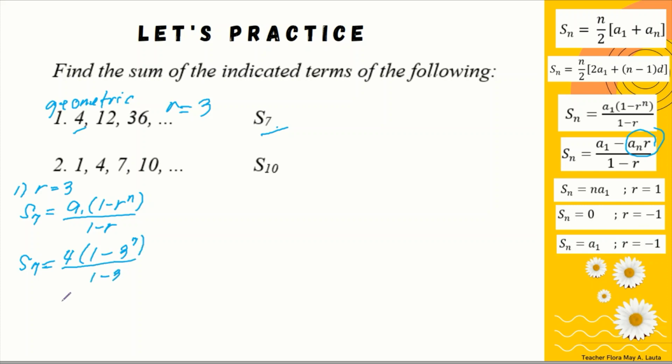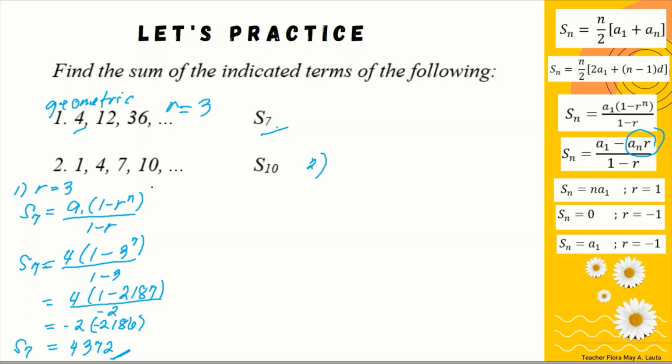A sub 1 is 4 times 1 minus r, which is 3, and then our n is 7. So 4 times 1 minus 3 to the power of 7, which is 2,187, and then 1 minus 3 is negative 2. So 4 divided by negative 2 is negative 2, times 1 minus 2,187, which is negative 2,186, multiplied by 2. So the final answer is positive 4,372. Okay. Alright, now let's do number 2.